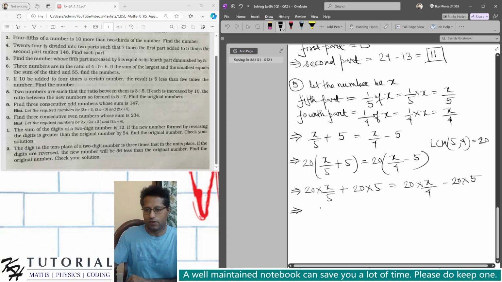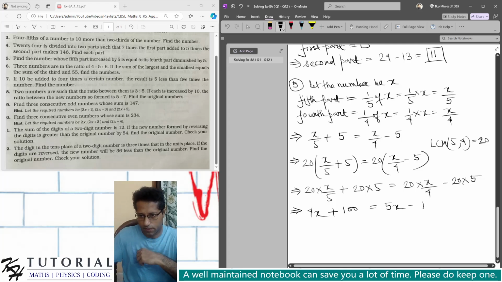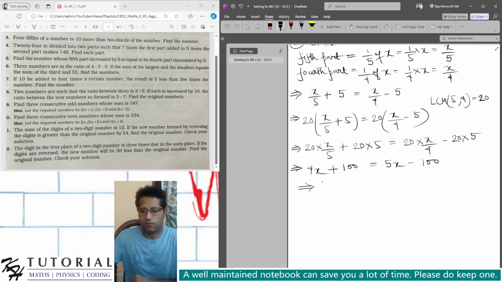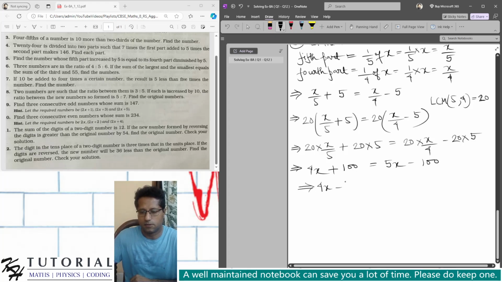Now if you simplify further, we get 20 multiplied by x by 5 is 4x, 20 multiplied by 5 is 100, is equal to 20 multiplied by x by 4 is 5x, and minus 100. Now by using transposition, if I bring all the variable terms to the left hand side and keep all the constants to the right hand side, we get 4x minus 5x is equal to minus 100 minus 100.